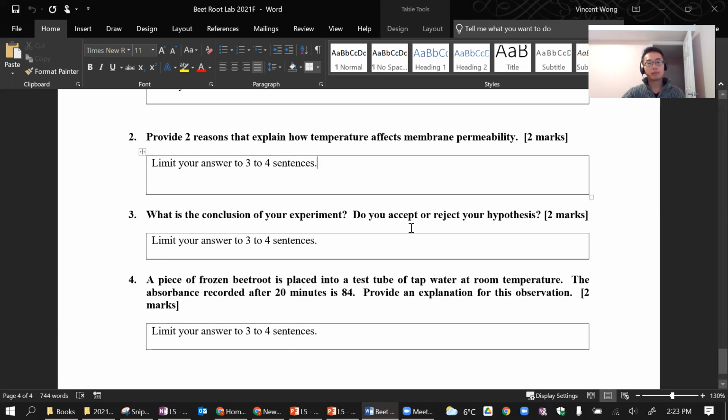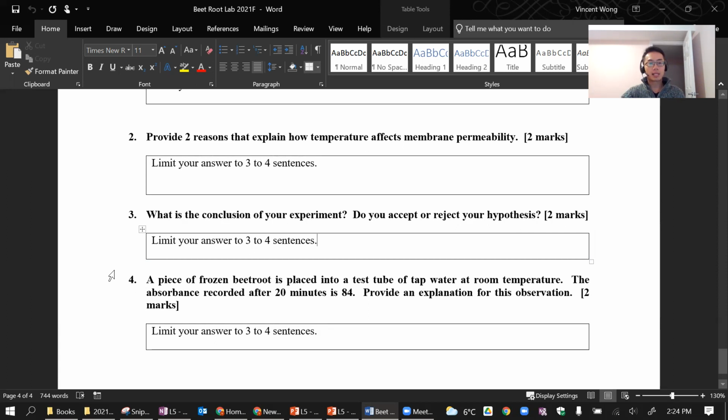Conclusion, and whether you accept or not, all you have to say is higher temperature increases the permeability of the membrane, right? Because you observe a higher color intensity, and you have to tell me if that agrees with your hypothesis or not. So you either accept it or you reject it, depending on what you predicted initially.